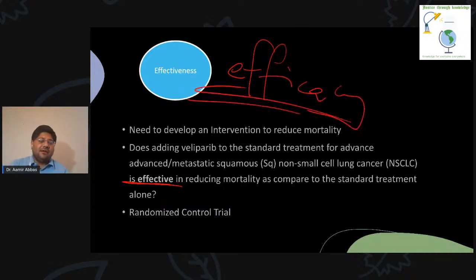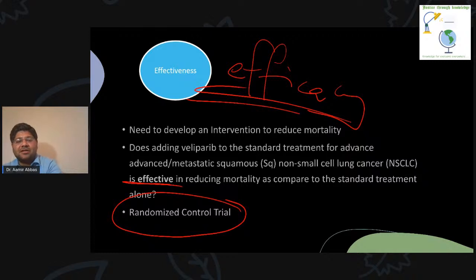So if you have any one of these terms, whether effectiveness or efficacy, then you are going to have a randomized control trial or any other interventional study design. It is not required to be a randomized control trial. It may be a randomized control trial, but it can be any other interventional study design.